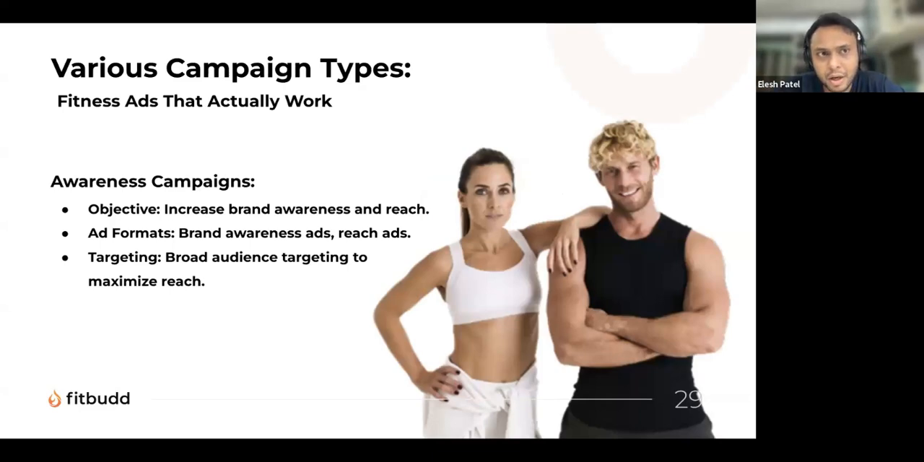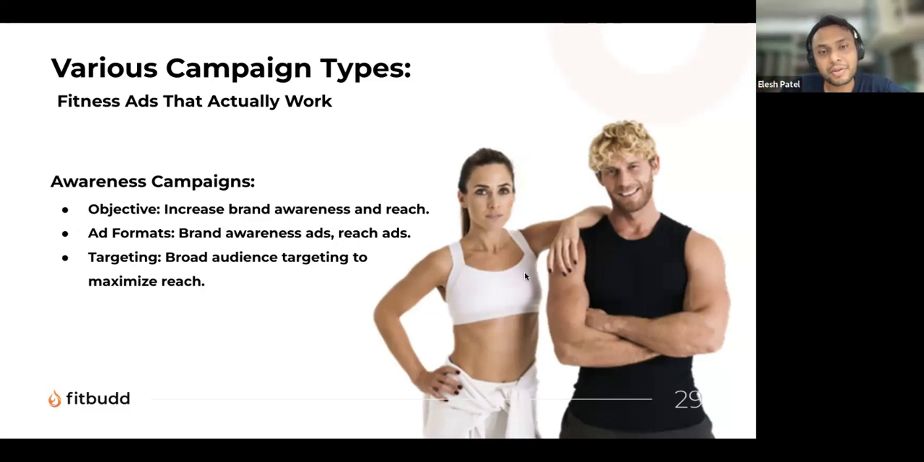So the first part is various types of campaigns or fitness ads that actually work, I would say. So first is awareness campaign. The objective of awareness campaign is to create brand awareness and reach. It's not about clicks or engagement or likes. It's about making people aware that you are there, that you launched a gym in your locality and you want everyone to know that you've launched it. You want to be in everyone's head saying, this is my brand. There's a new gym opening in your area. And it should be in everyone's minds. That's the objective, I would say.